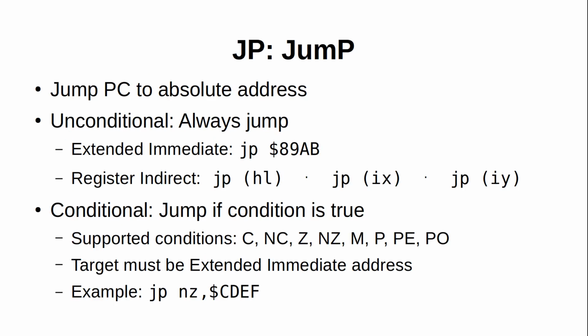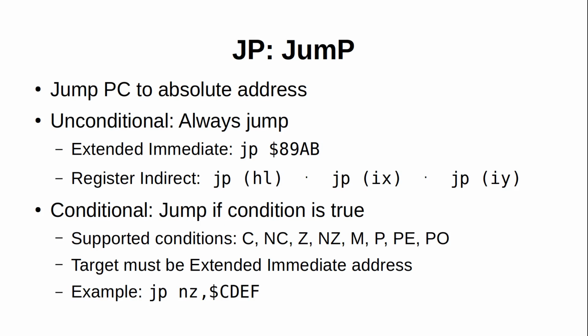We've seen a lot of the jump instruction already, including using it with a conditional operand. But to be completely clear, the JP instruction takes an absolute 16-bit address and loads it into the program counter, or PC register. When it only has a single operand, it's an unconditional jump, meaning that address will always be loaded into the PC. It can use the extended immediate mode to have the address right in the code, or it can use register indirect mode to use the address currently stored in HL or one of the index registers.